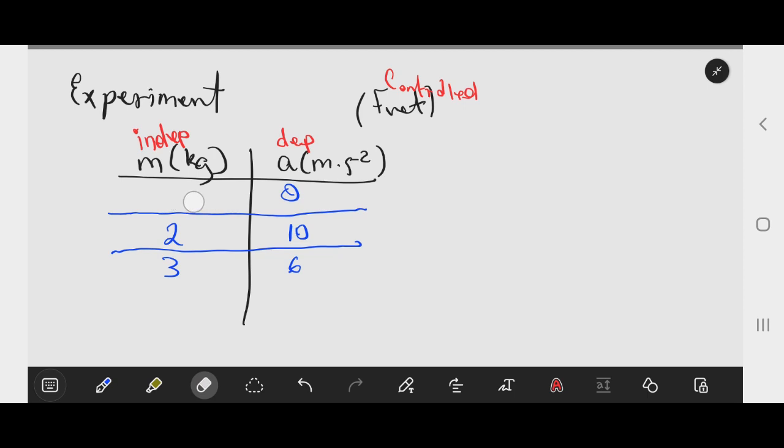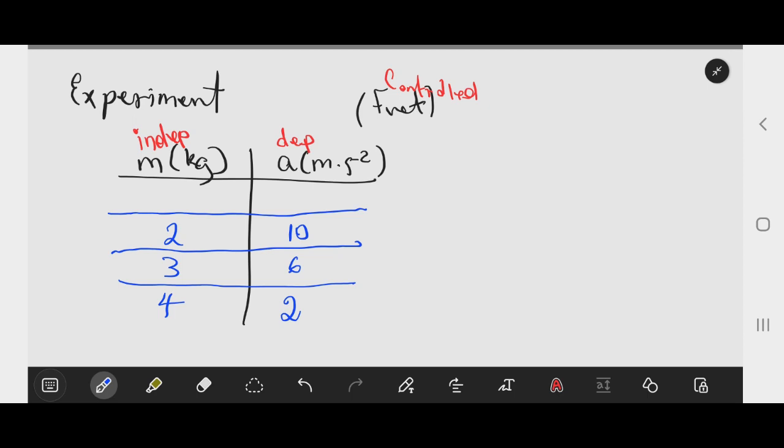But for the first instant, when mass is equal to 0, it does not make sense because there is no object to accelerate. So we will remove that first point, which is 0 to 0. We start by saying we have a mass of 2 kg and we measure an acceleration of 10 meters per second squared. We increase the mass to 3 kg, the acceleration is 6 meters per second squared. Now let's continue to increase the mass of the object. When we increase the mass to 4, we find that the acceleration is 2 meters per second squared.